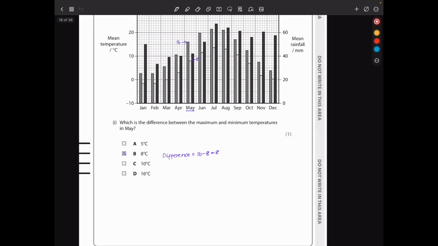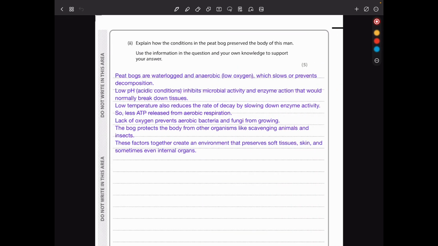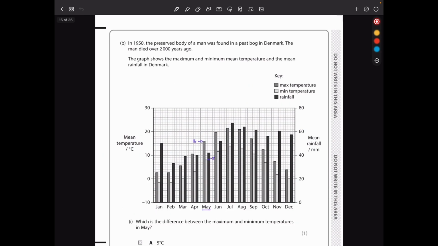And they say explain how the conditions in the peat bog preserve the body of this man. Use the information in the question and your own knowledge to support your answer. We know that peat bogs have low oxygen, there is going to be a low pH, so even the decomposing microorganisms cannot function properly, so it's going to be a slow decomposition process. Also, the bog is going to protect the body from being broken down or eaten by scavengers.